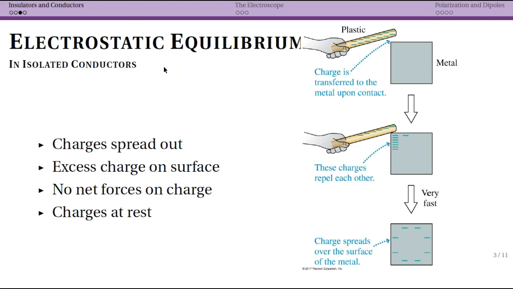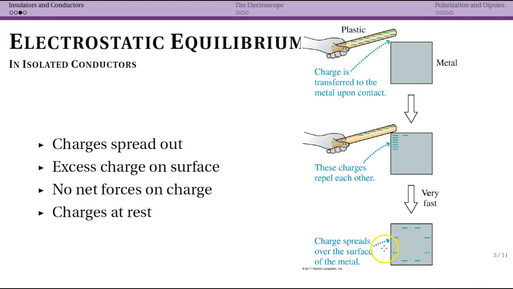Now we're going to introduce a new concept here, and this is something that can happen in an isolated conductor. The isolated part matters because later on we're going to have situations where this doesn't happen, but for electrostatics, everything we're thinking about at the beginning of the class, this will in fact occur. So electrostatic equilibrium is the idea that the charges are going to spread out in a conductor until they are equally distributed, and later on we'll talk about exactly how this is defined on the surface.